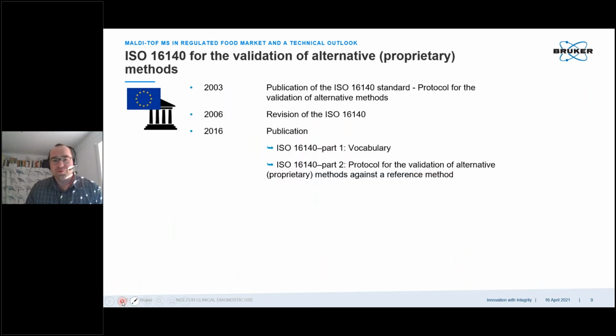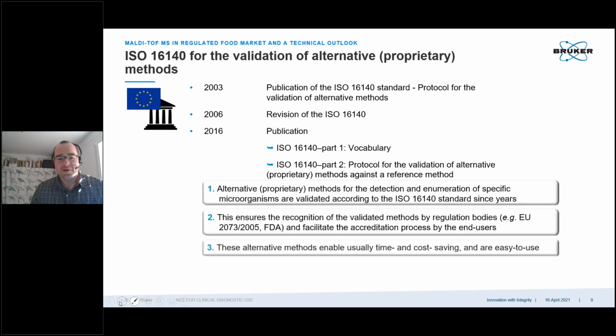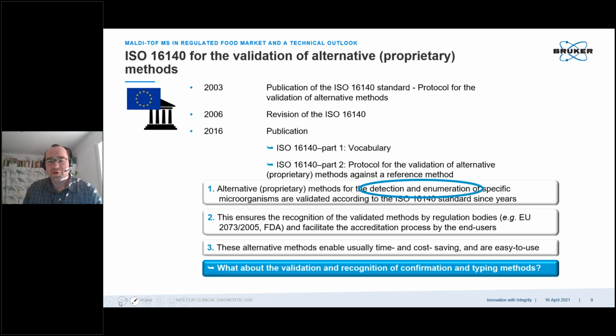However, when Brücker wanted to go for a certificate in food market, it was 2017. And at this time, only part one and part two of the ISO 16140 were already published. And part two is for the detection and enumeration of microorganisms. But what about the confirmation and typing methods?